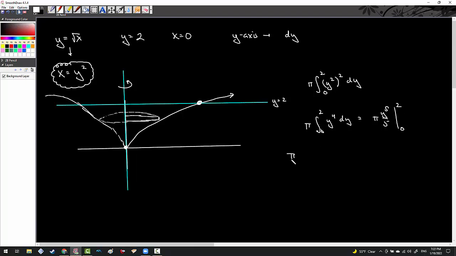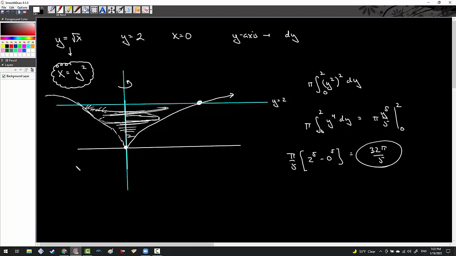So how do I evaluate this? Pi over 5 outside looks like it's going to be 2 to the 5th minus 0 to the 5th, which is going to be 32 minus 0. So that's going to be 32 pi over 5. Again, what is this? Well, that's the volume of all this madness right here. All this stuff right here produces a volume of 32 pi over 5.